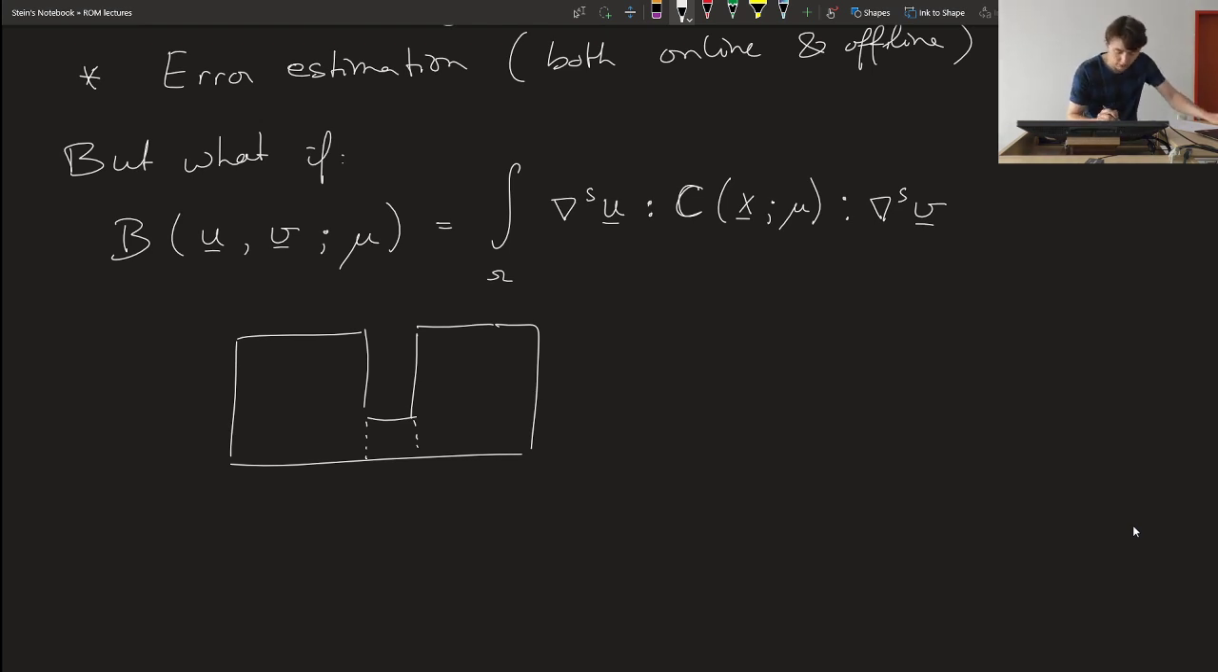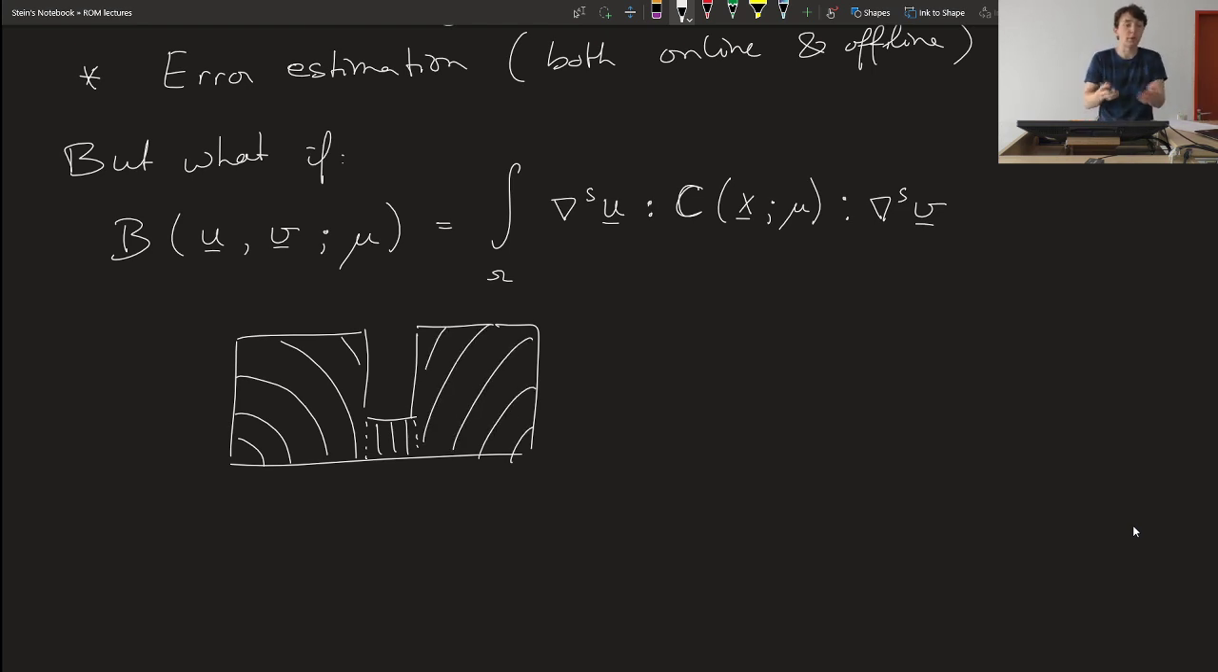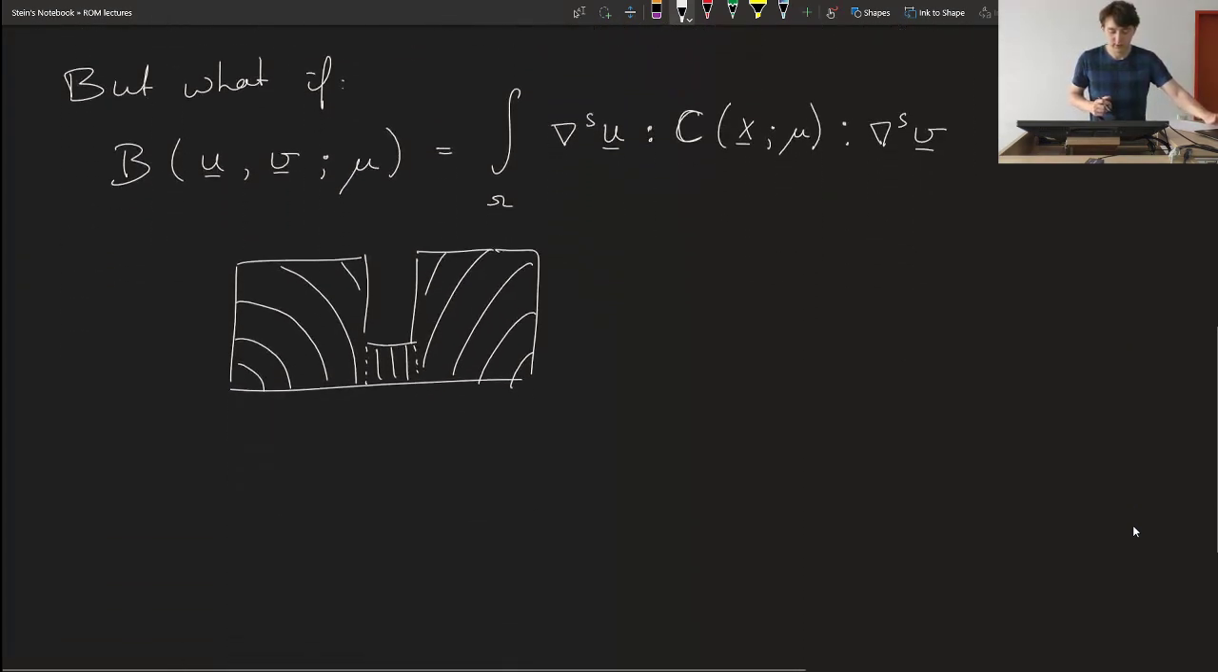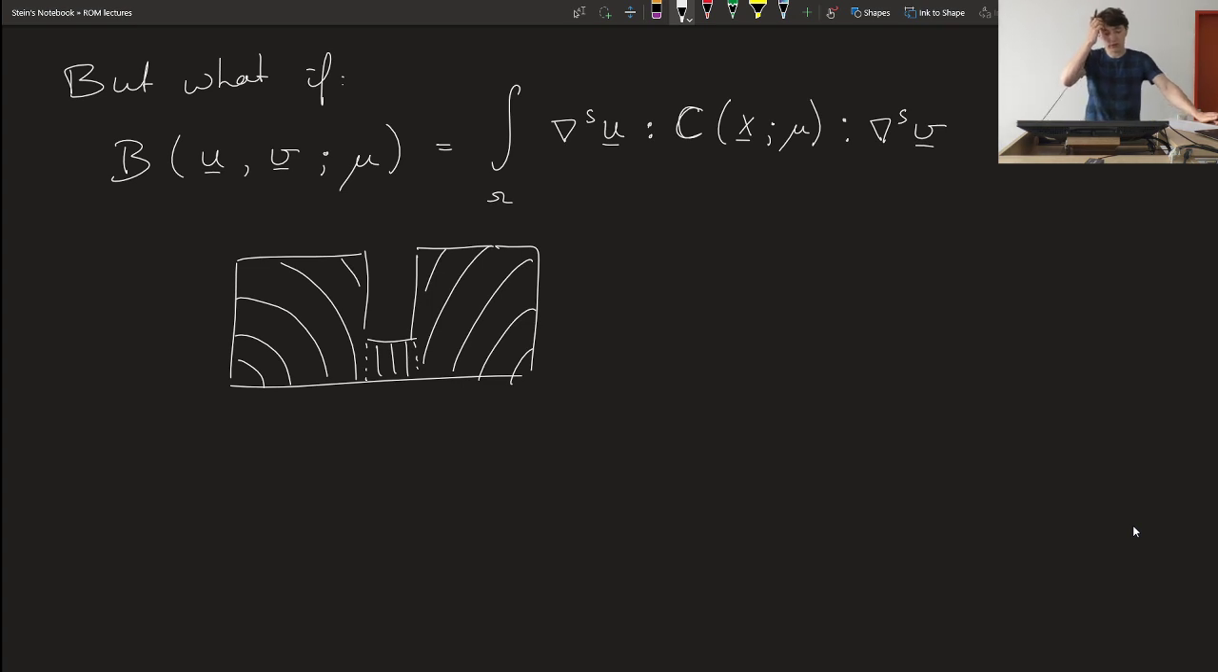But suppose now that this C might look something like this. Might be a function that looks something like this, which might be the result of some sort of mixing parameters in the way that this material is generated. And depending on different parameters in our mixing strategy, we might get different mixing patterns. So then clearly we can't just separate this into different blocks, and even more so we can't really separate this at all in this affine sense. So how would we handle something like that?